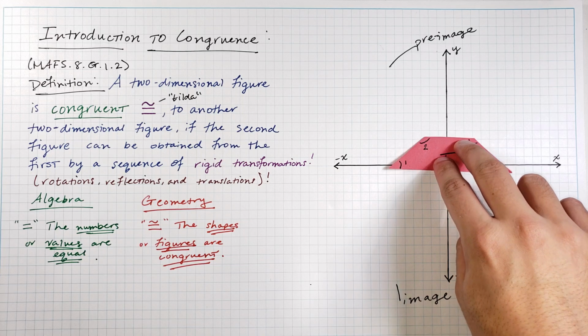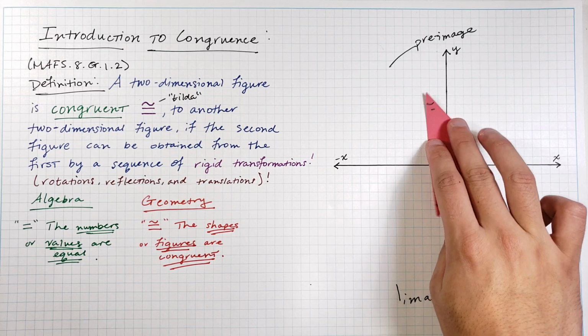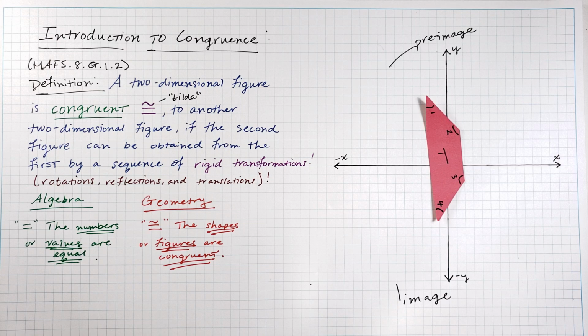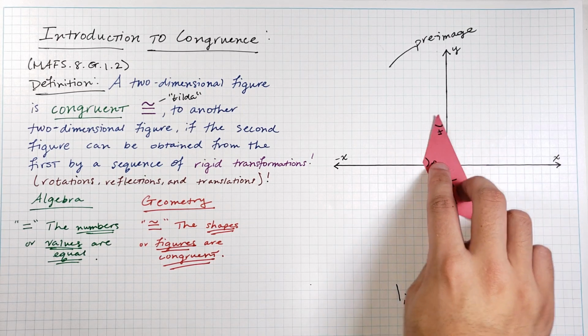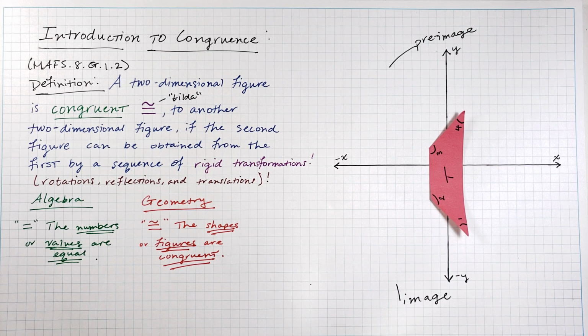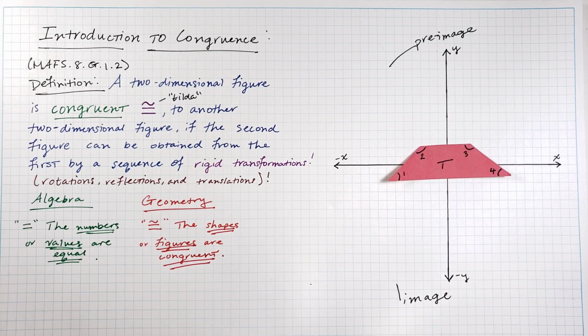So let's see, 360. Here's 90, here's another 90. So far we're at 180. Here's another 90, so now we're at 270. And here's another 90. Now we're at 360, back to where we are.